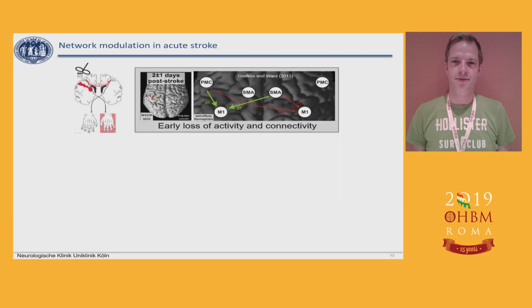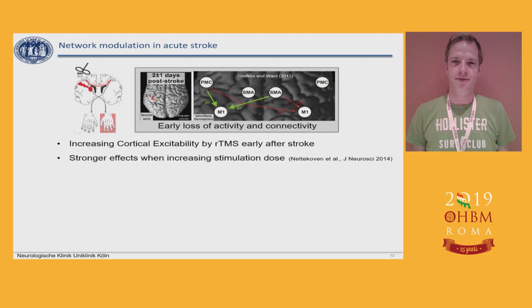Not only activity but also connectivity is lost in the first days. So this was our primary hypothesis, and not only one stimulation but multiple stimulations. As we have seen in healthy controls, when we stimulate multiple times, the effects on both excitability and neural connectivity add up. So this means that we get more effective in achieving a response.